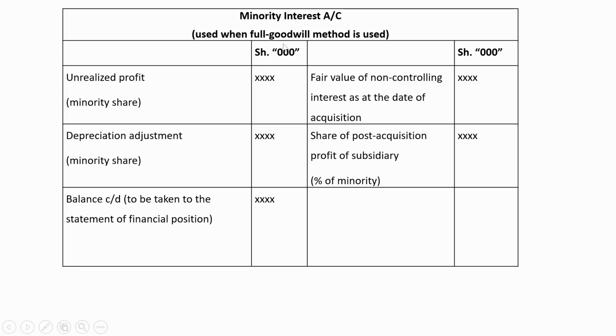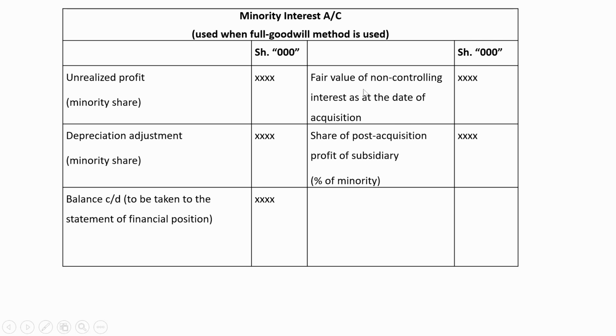But when the full goodwill method is used, the format is a bit different, especially on the credit side. We do not show the ordinary shares, the share premium. We don't show those items, including the revaluation gain. We don't show them here. Instead, for you to use the full goodwill method, you must have been given the fair value of non-controlling interest. The fair value of non-controlling interest includes all those items in one figure. It includes their share of the ordinary share capital, share premium, revaluation gain as at the date of acquisition.